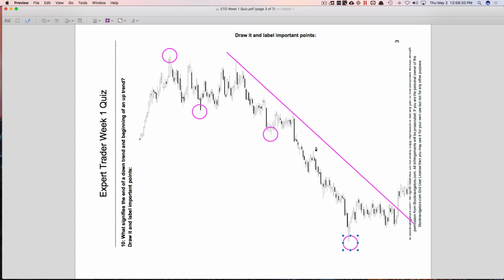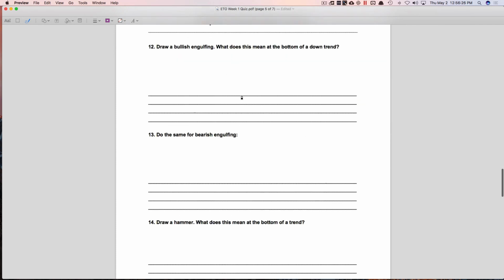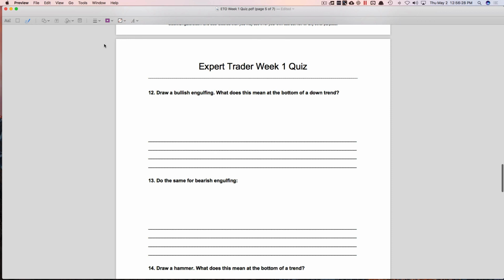And then I can go check the answer key to double check my work. And of course, I can scroll down, do the same thing for the second chart. And then for these here, where you're drawing a bullish engulfing or bearish engulfing, etc., again, you can use your simple drawing tools. I could use the line here if I wanted to draw the wick of a candle, let's say. And if I wanted to draw the body of a candle, I could do something like this.